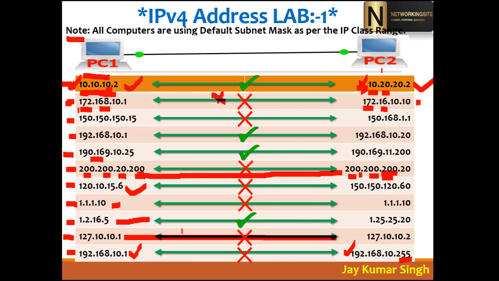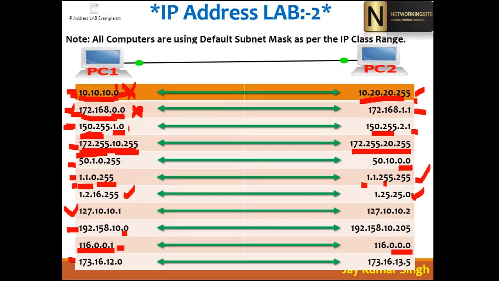We have to use a router. A router is a device which helps you communicate from one network to another network if they are in a different network or different class.